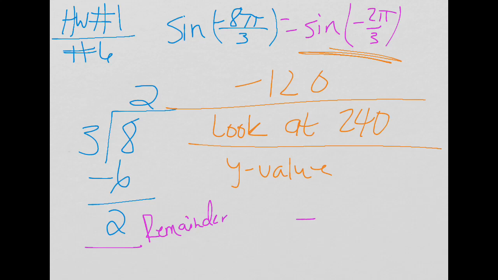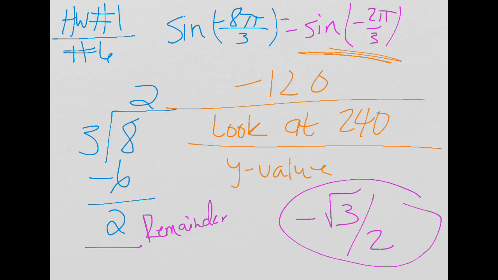And so it's negative root 3 over 2. So the two things that you'll need to write down for sure on the test is I need you to show me this at some point. Show me that you're looking at this angle, and then the answer. All right? Does anybody have any questions?